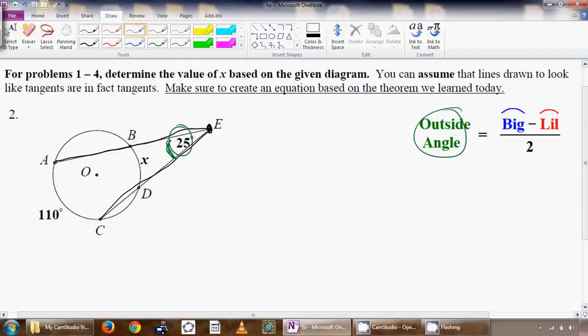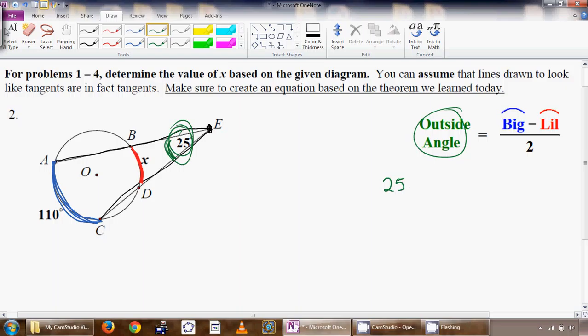25 degrees, it comes from taking this big arc, right, the intercepted arc, and subtracting it from this little arc. And then we're going to average the difference, right? That outside angle is the average of the difference of the intercepted arcs. So if we substitute into our true equation, it's going to say, well, that outside angle is 25.